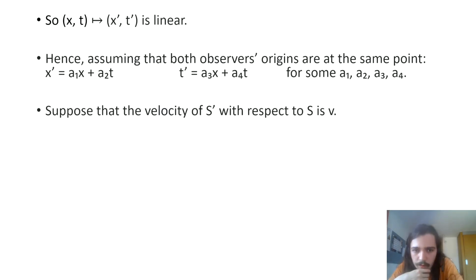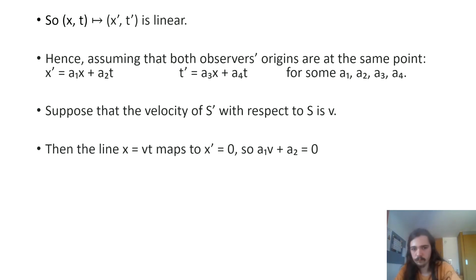And so suppose that the velocity of S prime with respect to S is v. So from the point of view of S, observer S prime is going at a velocity of v. And so then what observer S says is the line x equals vt, observer S prime will say x prime equals 0. The reason for this is that if observer S prime is going at a velocity of v, then x equals vt will just be the equation of motion of S prime. So since x prime is the distance between observer S prime and the particle, then that will just be 0.